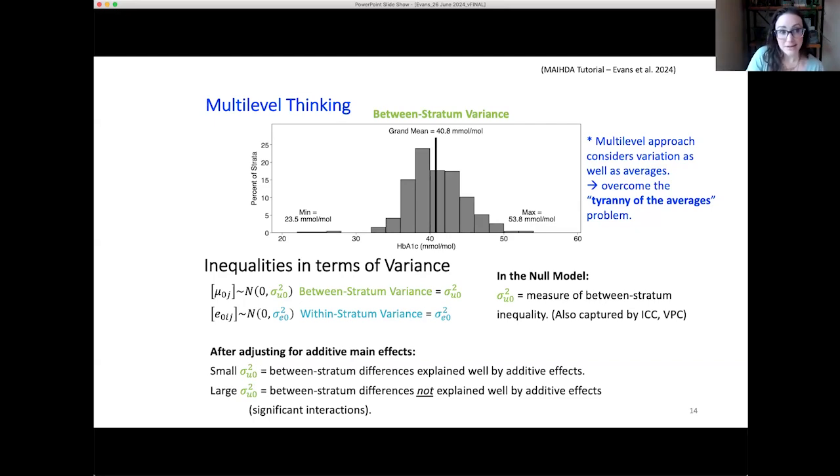On the other hand, if I've put those additive patterns into the model with those additive fixed effects, and there's still a lot of variation, I still have quite a distribution around that average that's unexplained, that means I probably, across all my strata, have some pretty significant interaction effects going on, right? So in a sense, I'm able to get at more descriptors of inequality and how they are patterned. Are they patterned in additive ways? Are they patterned with necessary interaction effects?